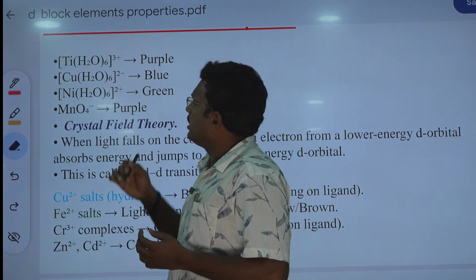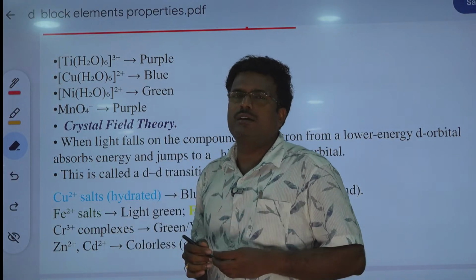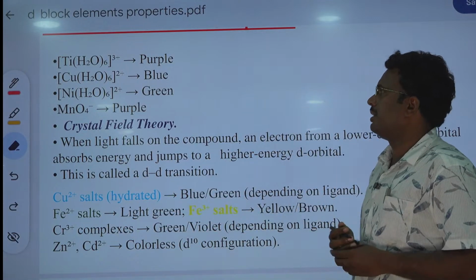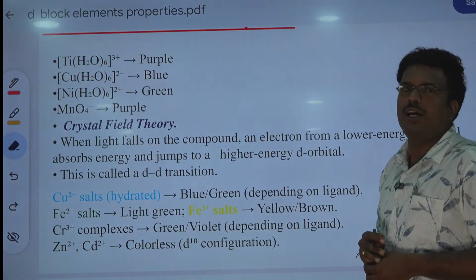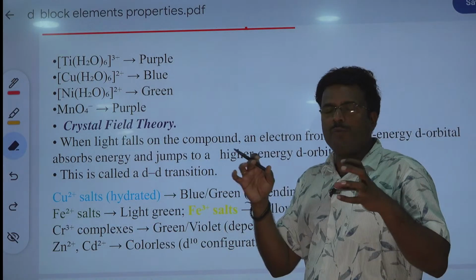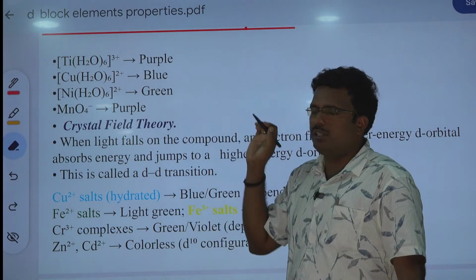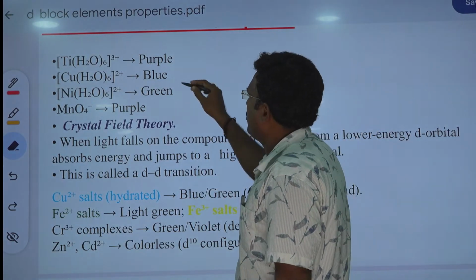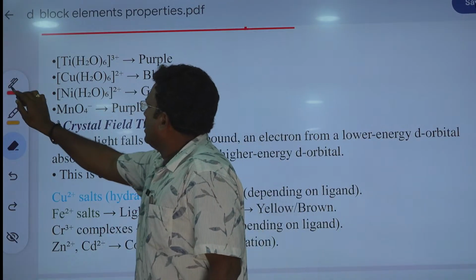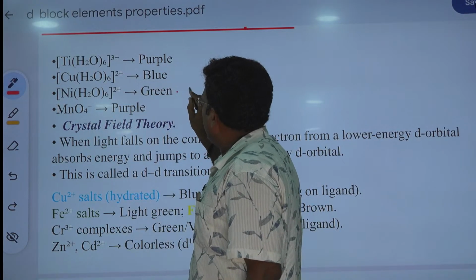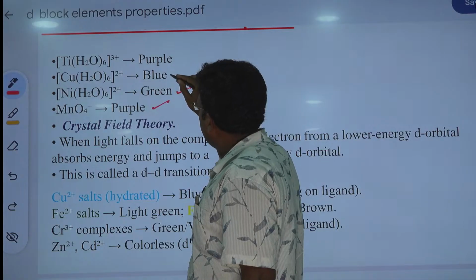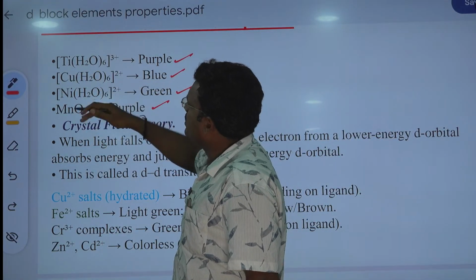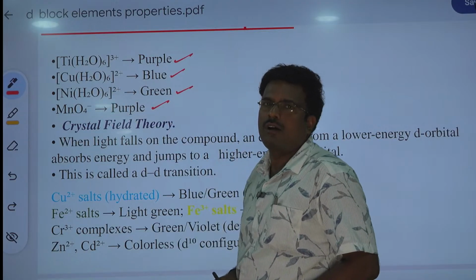Copper metal in general, dried copper, is colorless, but aqueous copper is blue in color because five water molecules are coordinated around the copper metal. Copper salt is always blue in color, very important. Nickel is green. Manganese is purple. Students, it is very important to remember this for the match-the-following of these complexes.